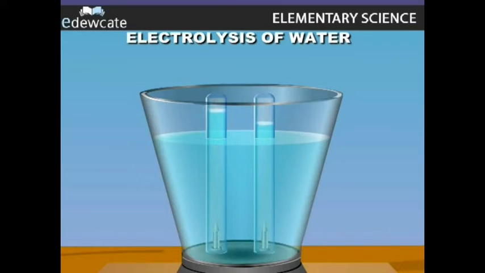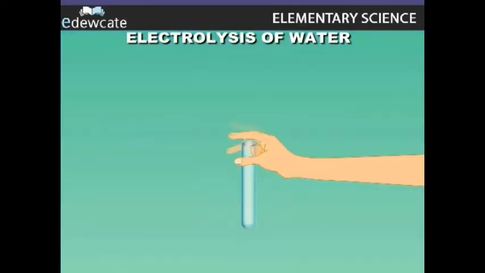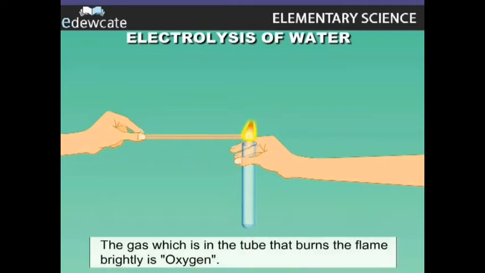After 30 minutes, examine the volume of the gas formed in the 2 test tubes. Is the gas formed in the 2 test tubes equal? Introduce a glowing splinter into the test tube in which less gas is formed. The splinter burns brightly, so we can say this gas is oxygen.